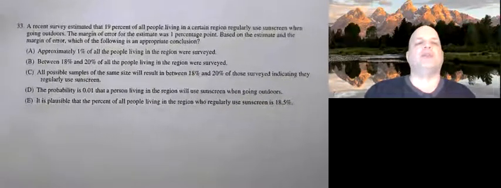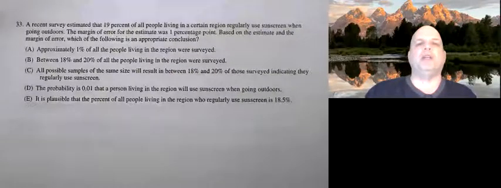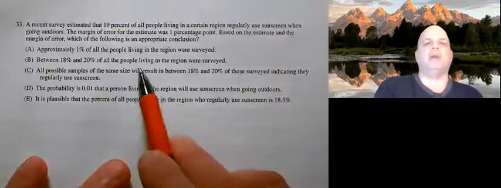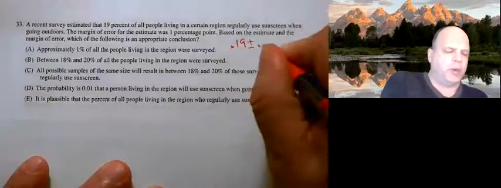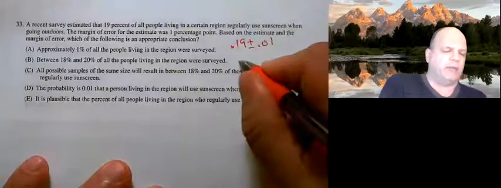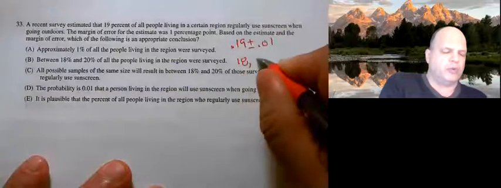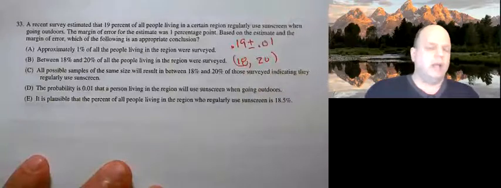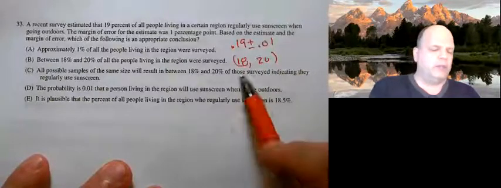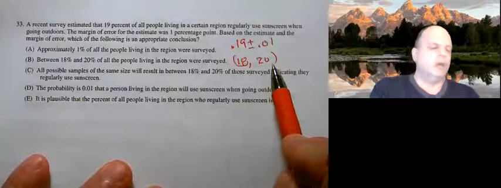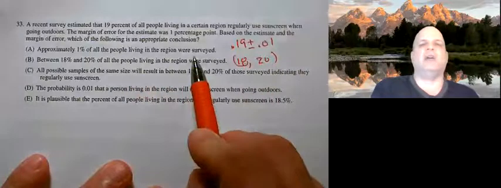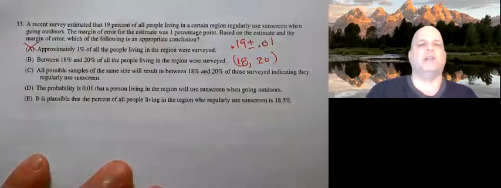Number 33, a recent survey estimated that 19% of all people living in a certain region regularly use sunscreen when going outdoors. The margin of error for the estimate was 1 percentage point. So basically we have 0.19 plus or minus 0.01, which tells me that I have an interval from 18 to 20. And whatever my confidence level is, anything between 18 and 20, I consider to be reasonable or plausible. So approximately 1% of all people living in the region were surveyed. No, that's not what the margin of error is. Between 18 and 20% of all people living in the region were surveyed. No.